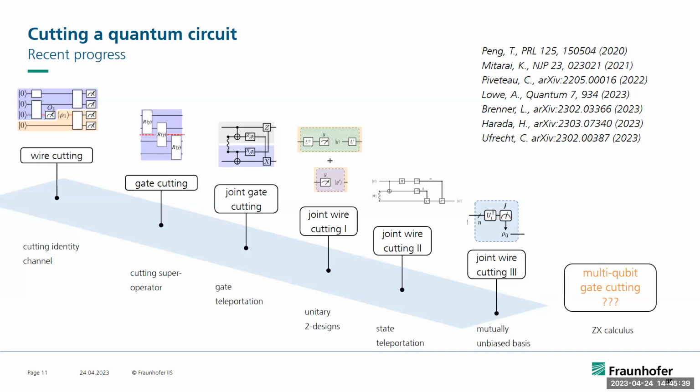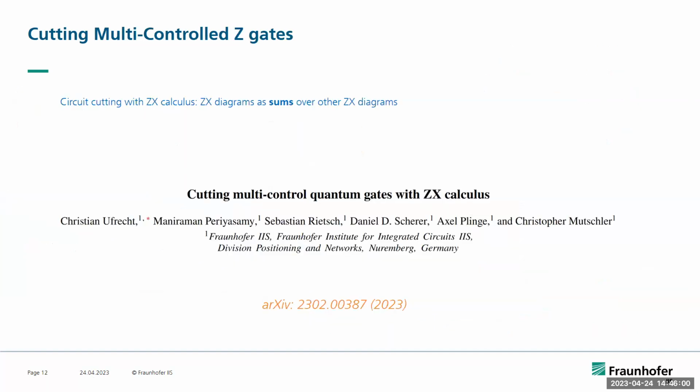As I said, most of the work, or all the work, was done for 2-qubit operations, and we tried to extend these ideas to multi-qubit operations such as multi-controlled Z gates. And we did this by using ZX calculus. And I guess now I can show you how we did that. You can also find the results in the paper we put on the arXiv, where you can find all the details. And as a very brief summary, in the end, what we have to do is we write ZX diagrams as a sum over smaller ZX diagrams, or tensor products of ZX diagrams.